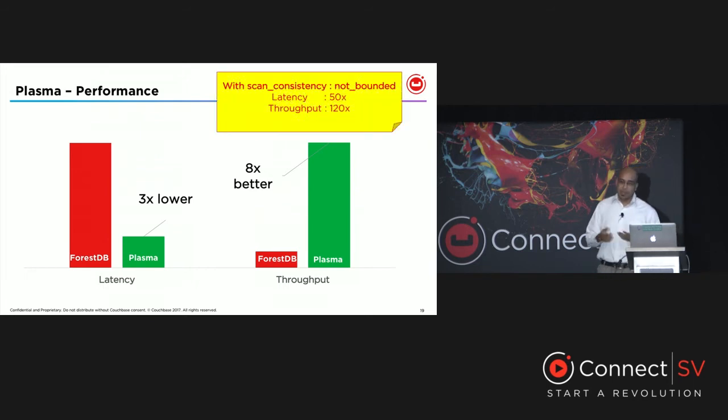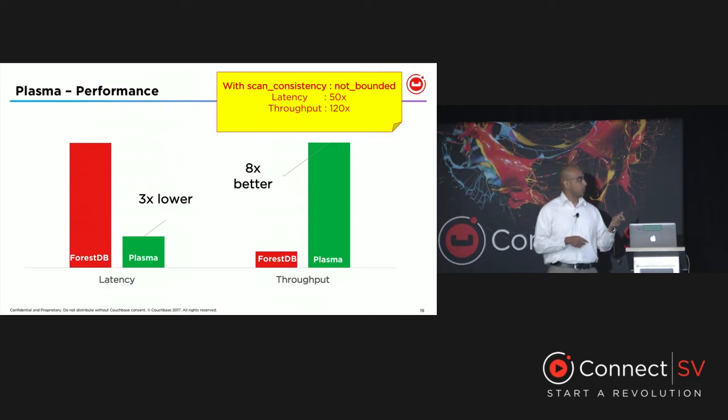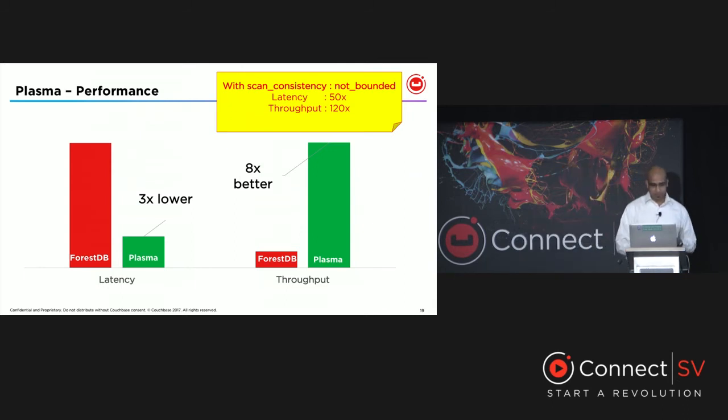In indexing, as you saw, this is asynchronous. So we have this idea of tunable consistency models. You can either wait for all the writes to propagate to indexing and then query, or if your queries are not so critical, we have this idea of not bounded. When you say not bounded, whatever is present, just give me that. The 3x and 8x numbers you see are for read-your-writes. See the numbers 50x and 120x. That's what happens if you don't wait for complete consistency.